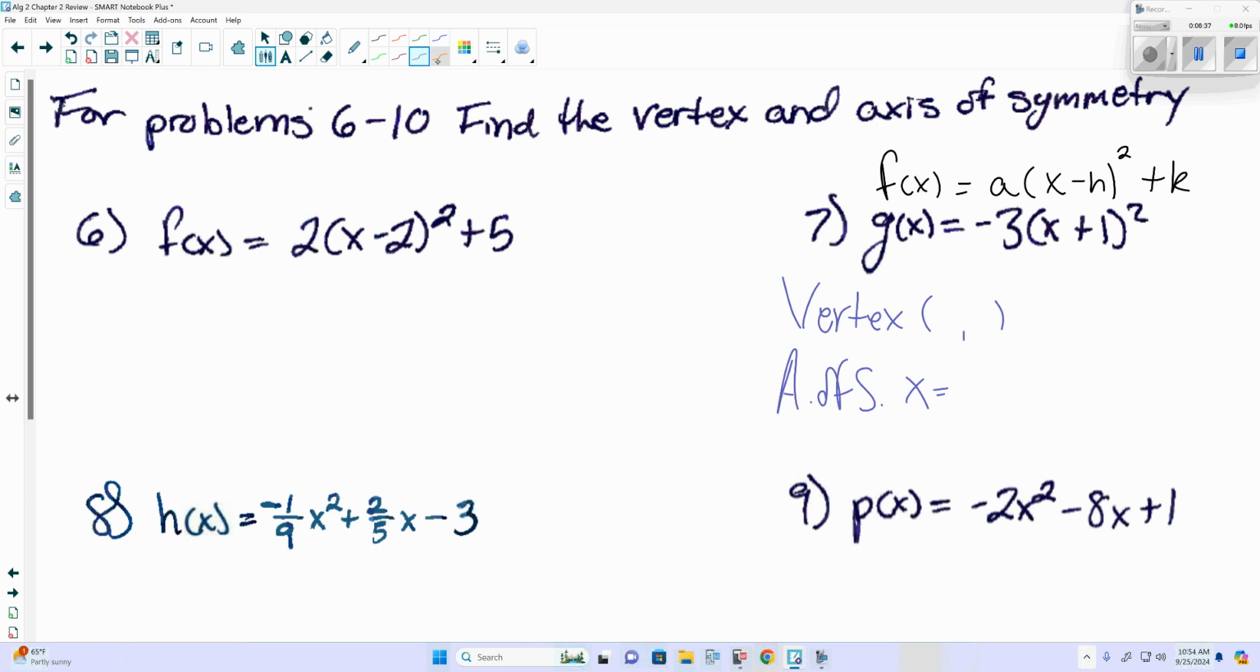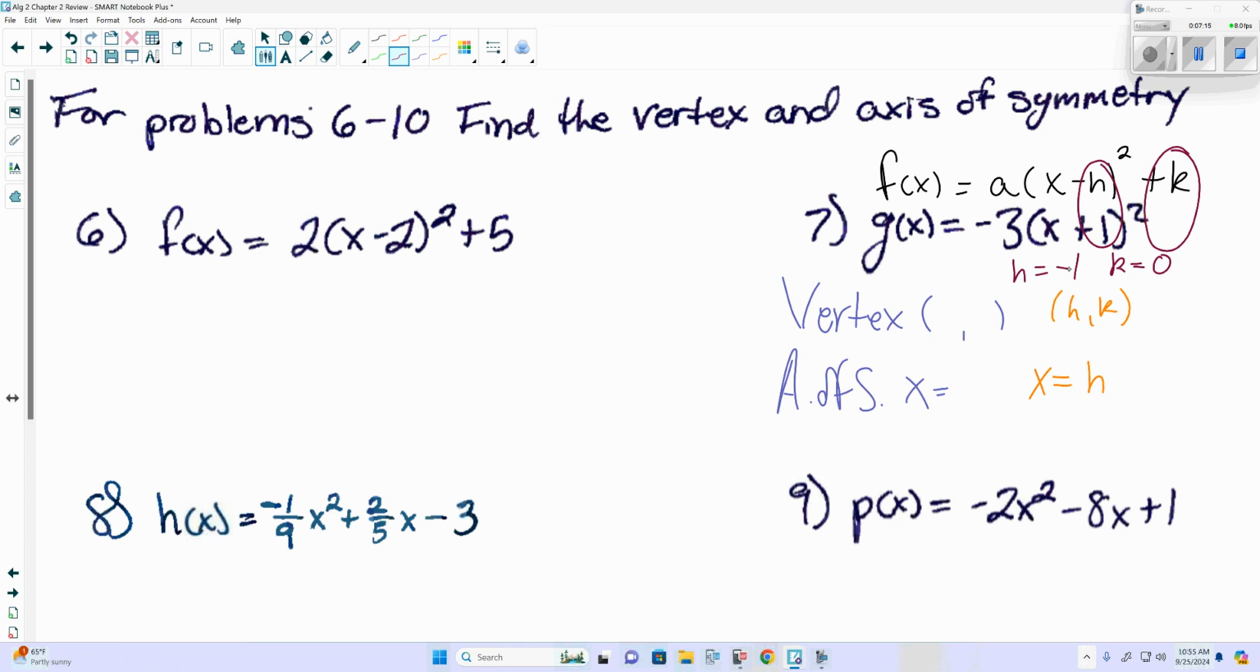Now the general form, if we look at the back for the vertex, is h comma k. Axis of symmetry for this, x is equal to h. So to find the vertex and the axis of symmetry, we just need the values of h and k. Well, from the equation, k is added to the outside. Since there is no number there, k is 0. H comes from inside the parentheses, and it would be 1. But because it's plus 1 inside the parentheses, it comes out as negative 1.